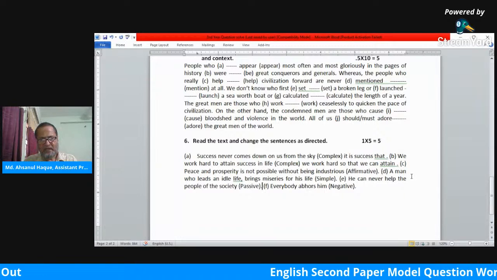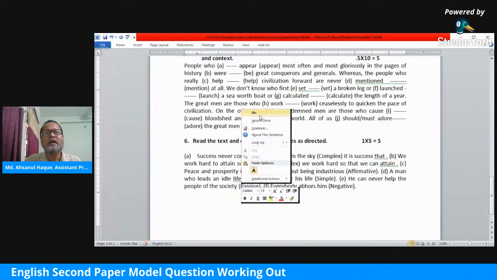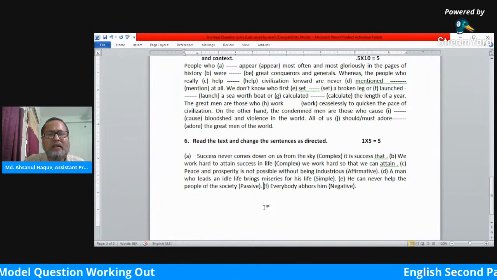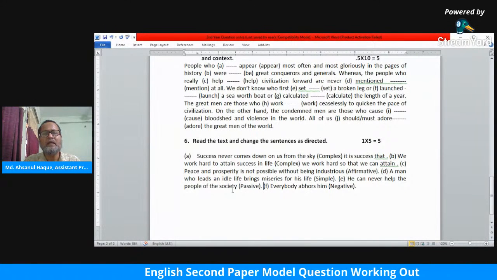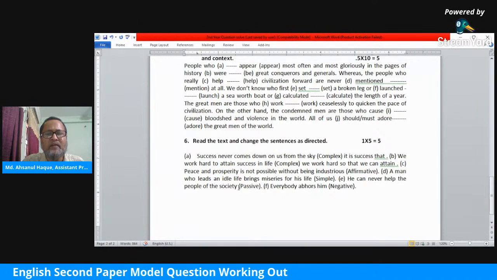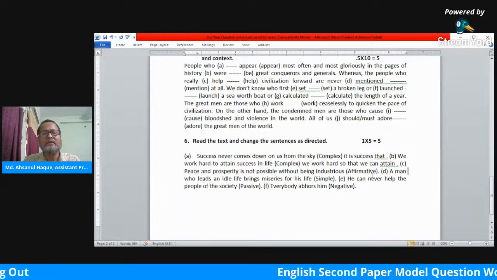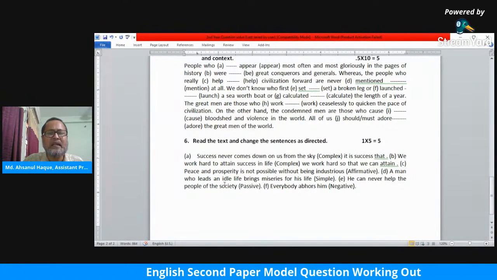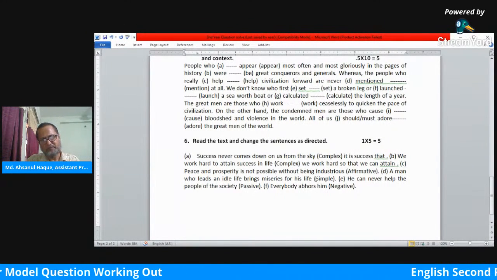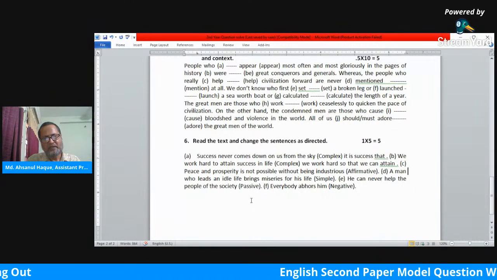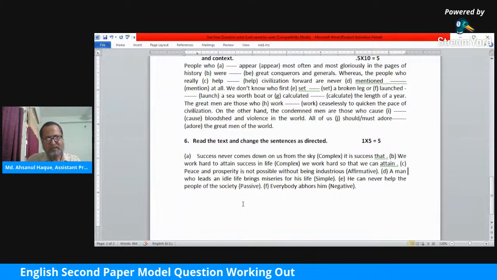Number D, a man who lives an idle life brings miseries for his life. Simple. A man leading an idle life brings miseries for his life. Or we can also say an idle man brings miseries for his life.